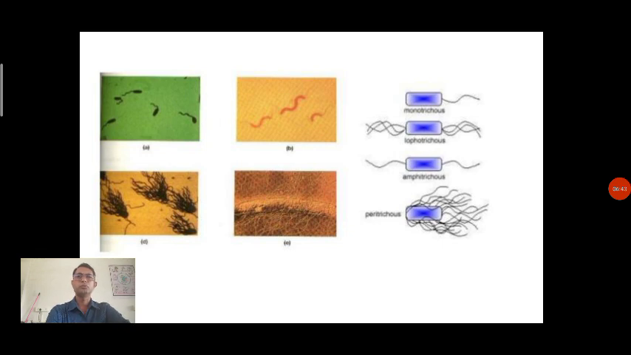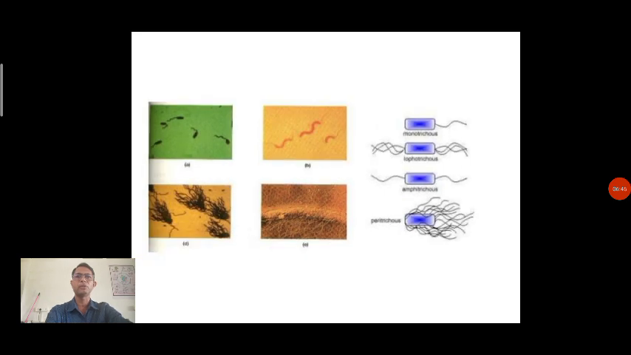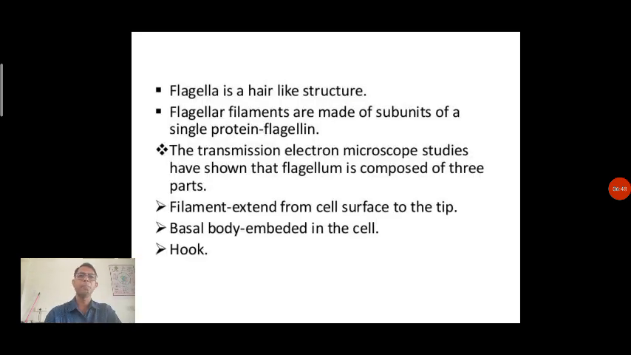Now when we see this type of structure in a bacteria, we call this flagella a hair-like structure. So it is very minute and it is observed only under the microscope. Particularly in a scanning electron microscope, we can observe this hair-like structure. Flagellar filaments are made of subunits of a single protein called flagellin. So as we talked about earlier, flagellin is the flagellar filament. Flagellin is the protein which is present in the flagella, and that is a rigid structure.